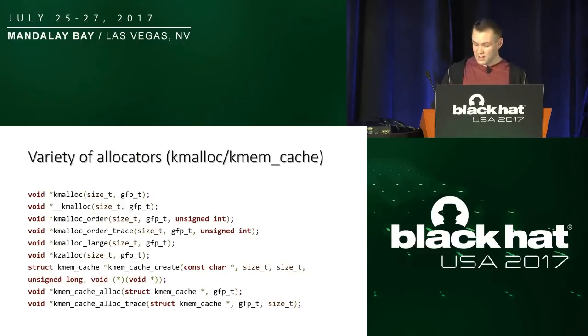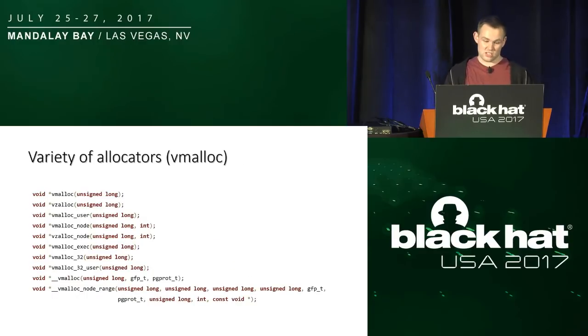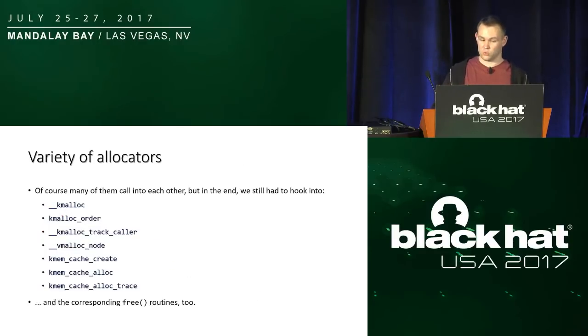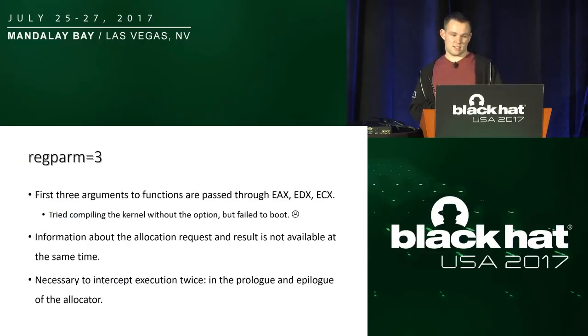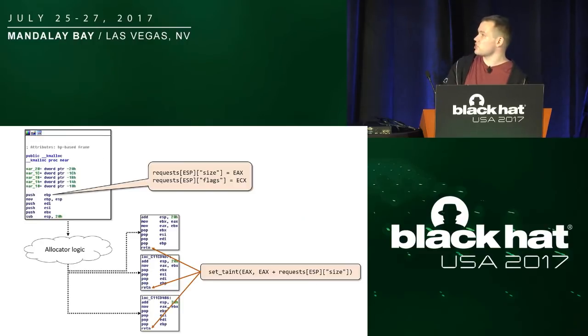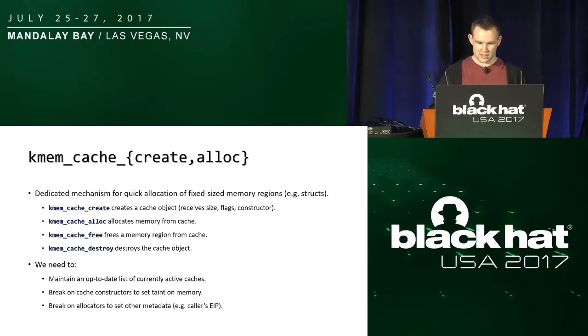So we have a lot of these functions for kmalloc, a lot of these functions in vmalloc. We have to hook into most of them in order to be able to catch all of the allocations. In my case, it was 7 of them. We also have problems such as the fact that we have different calling conventions with arguments passed through registers and not the stack. So instead of just hooking into a single read instruction, we actually have to hook into both the prologue of the function in order to save information about the allocation request, and then we have to hook into the return instruction in order to be able to read the address that was being allocated, and then we can set the taint.